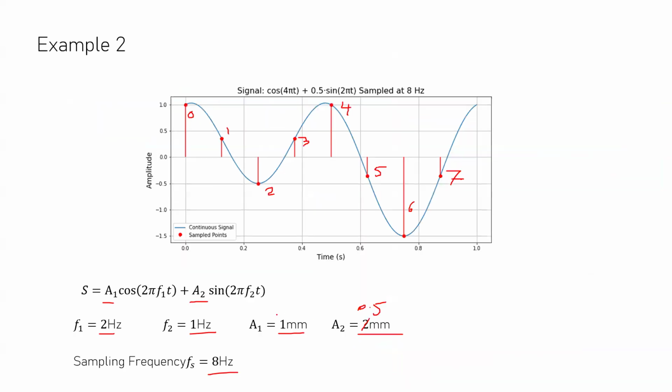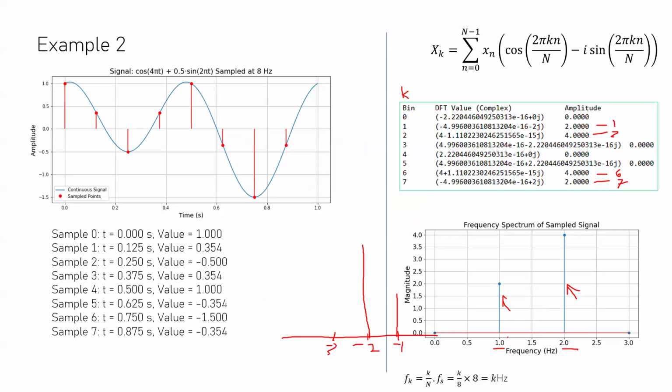So we learned that this signal is formed using two other signals. One is a cosine signal with frequency 2 Hertz and a sinusoidal signal with frequency 1 Hertz. So you can see in the frequency spectrum, we have peaks at 1 Hertz and 2 Hertz.